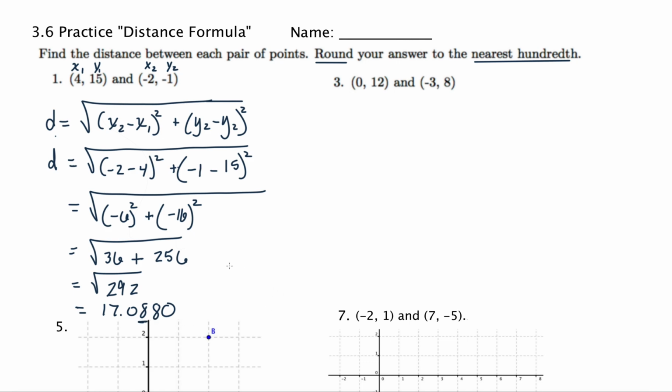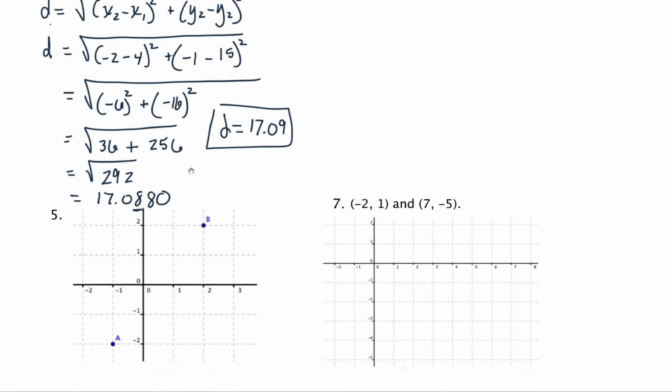Here's the hundredths place here. So D is going to be 17.09, is the solution. So x2 minus x1, plug that in, -2 minus 4 is -6, 36. -1 minus 15 is -16, is 256. Add those together, we get 292. We take the square root of 292, and we get 17.09. All right. So number 3, you can follow the same pattern here, the same steps as number 1.